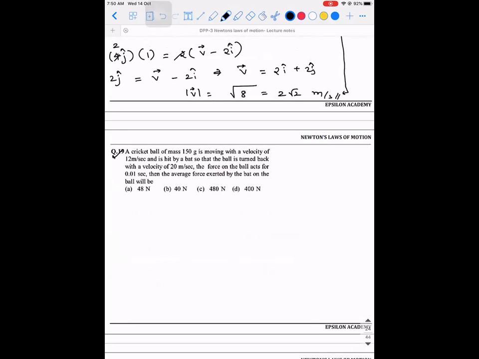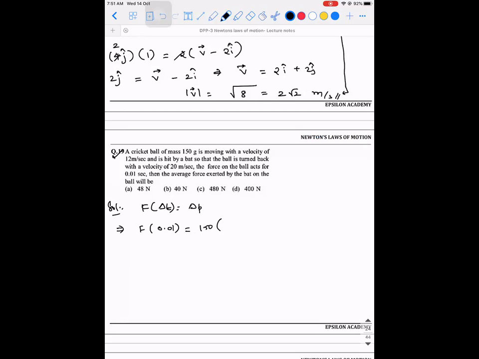Do it. A cricket ball of mass 150 grams is moving with a velocity of 12 meter per second and is hit by a bat so that the ball is turned back with a velocity of 20 meter per second. The force on the ball acts for 0.01 seconds. The average force exerted by the bat on the ball will be. Same story. F into delta t is equal to delta p.